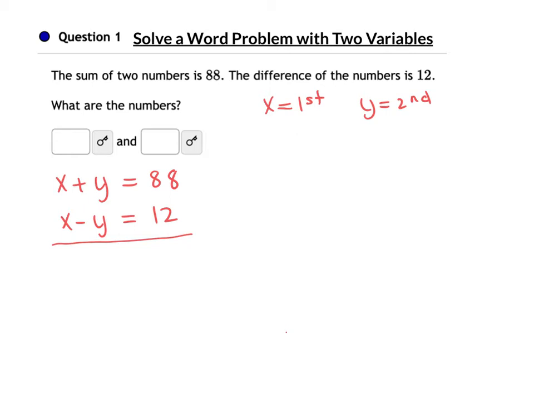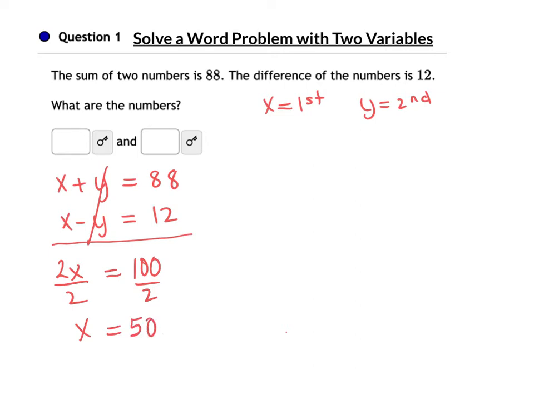To use elimination, we need a pair of opposites. Notice how y and -y are already opposites. That means I can just add everywhere. We get x plus x is 2x. The y's drop out because y plus -y is 0. 88 plus 12 is 100. And I'll divide by 2, and x will be 50.